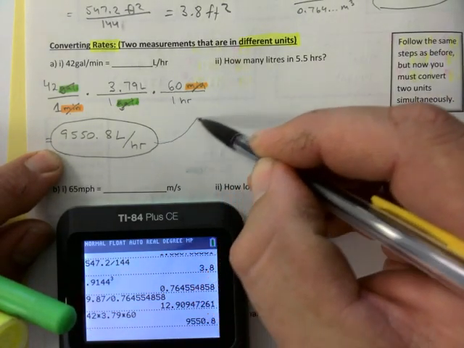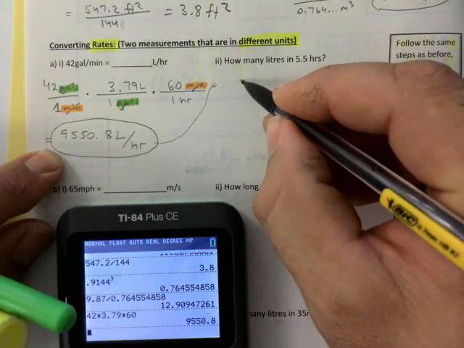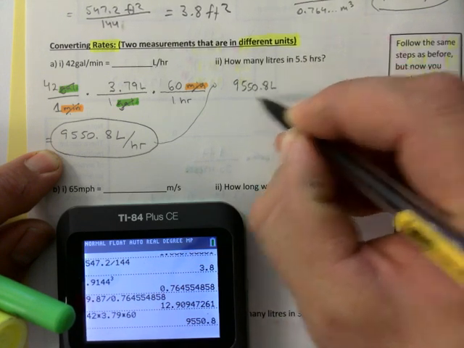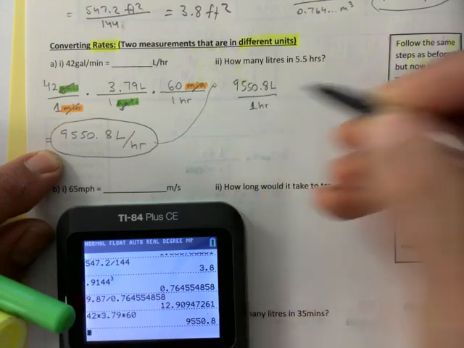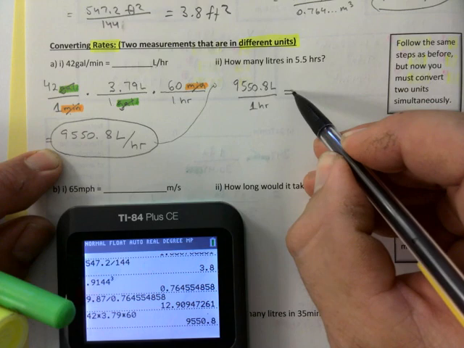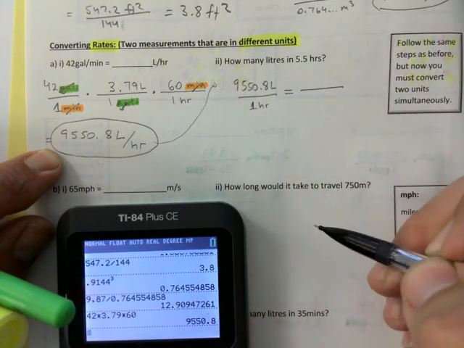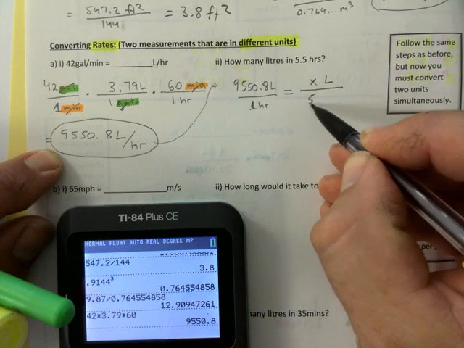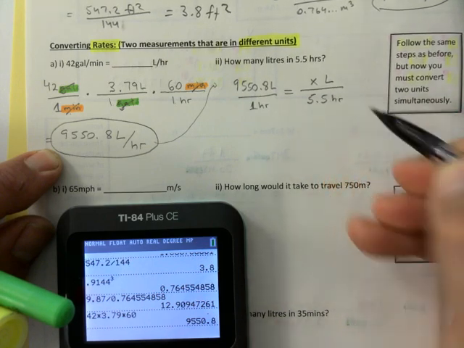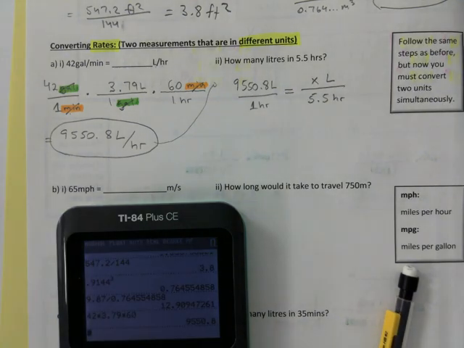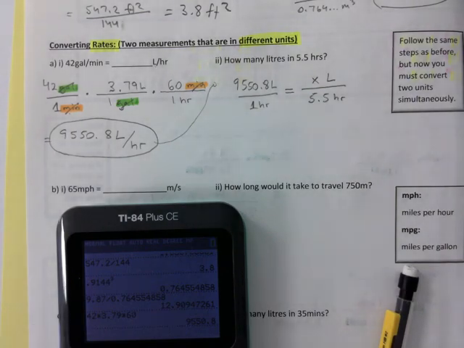I take this with me and I'm going to set it up like this: 9,550.8 liters in 1 hour. And this is different. I'm going to say equals X number of liters in 5.5 hours. And sometimes students are like, when do you do this and when do you do the thing that we've been doing so far, where just times and things cancel out?